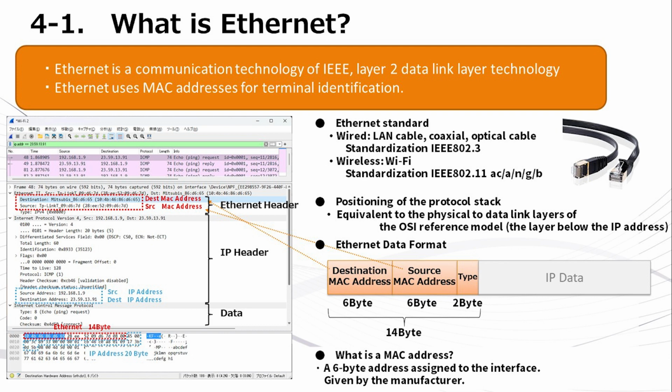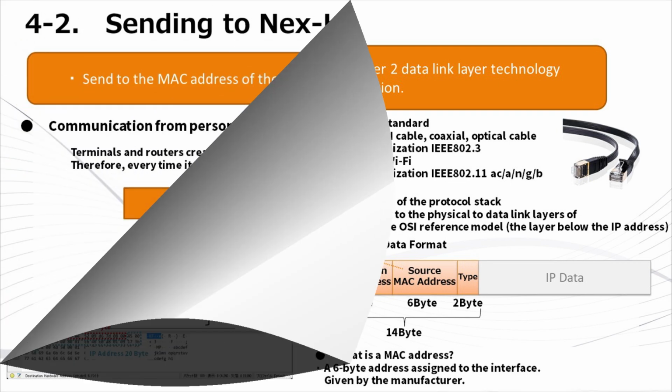Here is a detailed packet capture. You can see that there is an Ethernet header in front of the IP address. All packets are constructed this way. Let's understand how communication works.